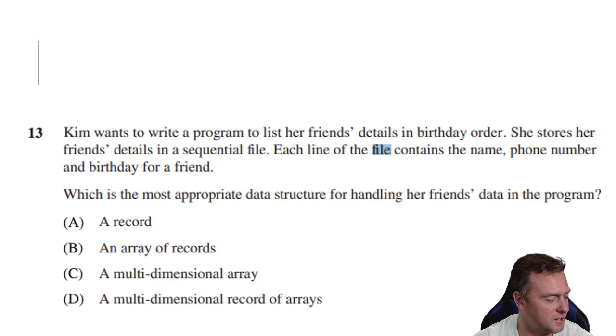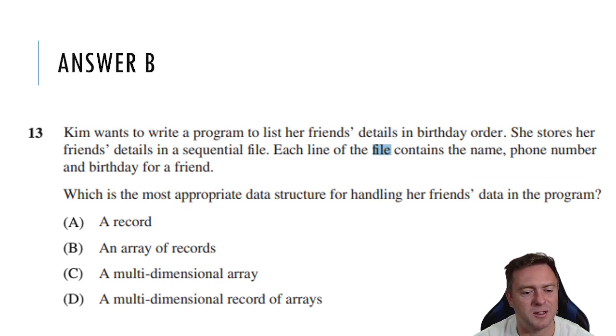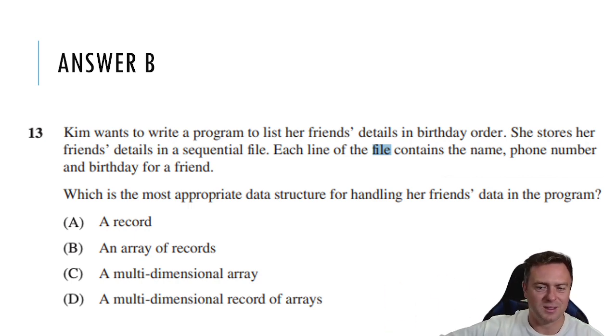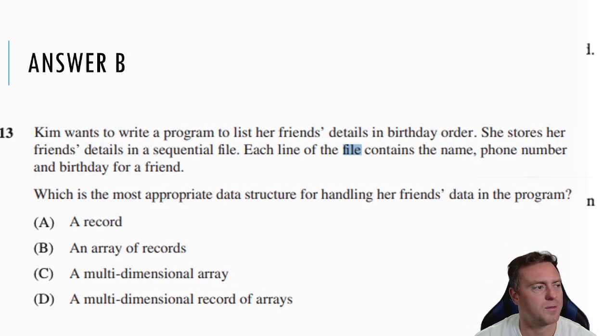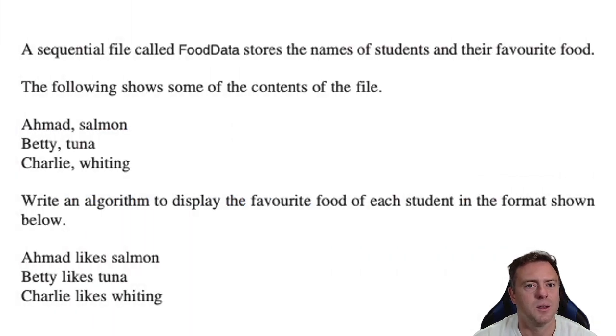Cool. So this is a little bit more complex. So it's not just an array because they're all over the show. It's not a multi-dimensional array. So it's actually B. It's an array of records. So each time you're entering a friend, that's one of the lines. But inside of that, you're going to have this data that's going to be separated by name, phone number, and the birthday for that friend. So then we've got another one.